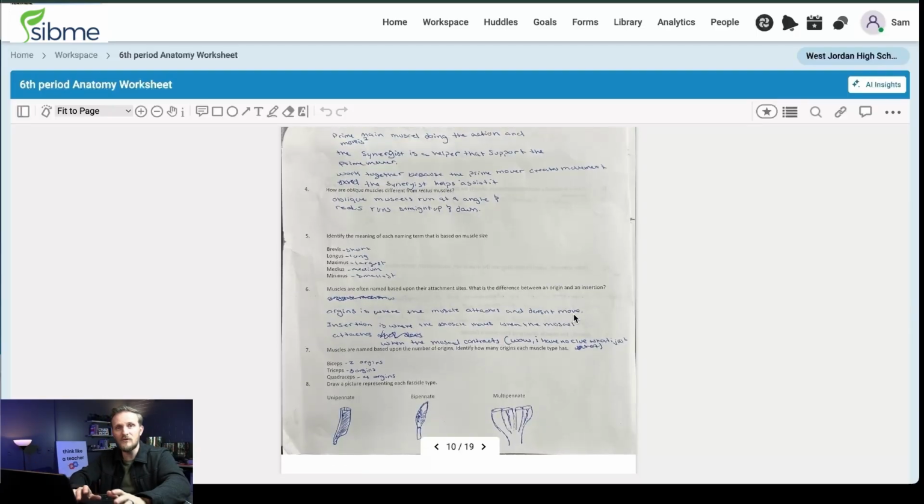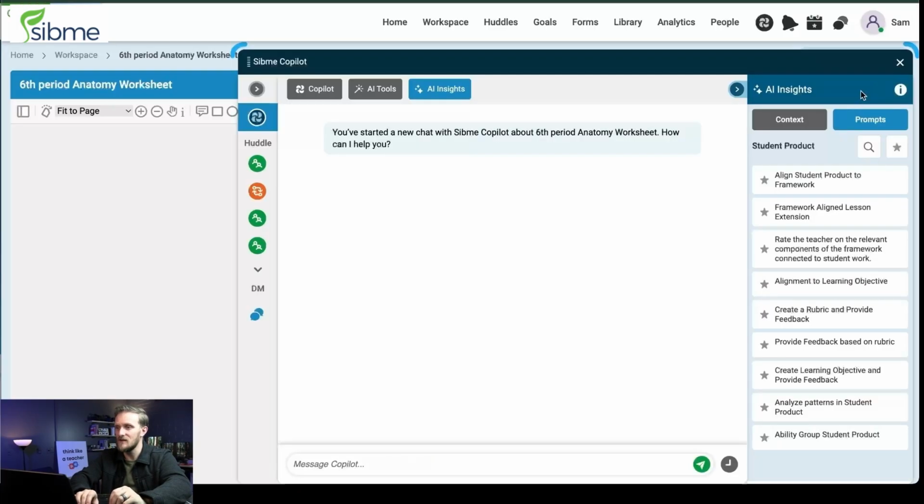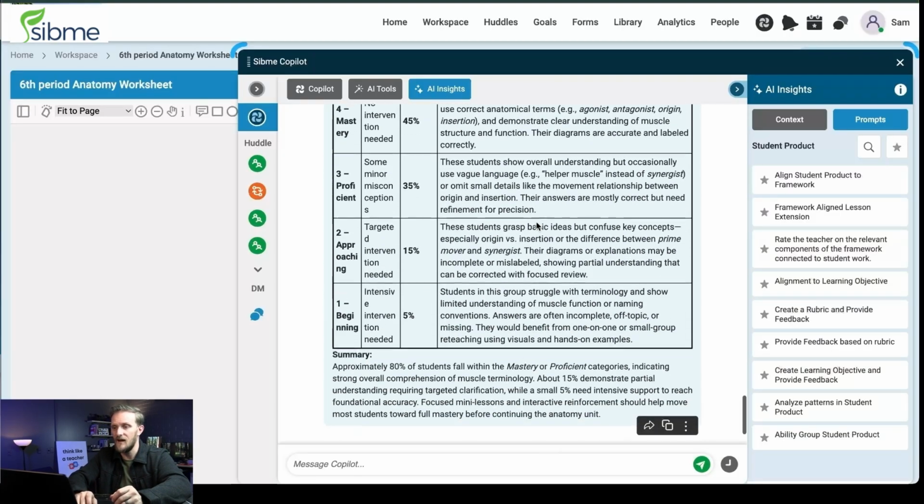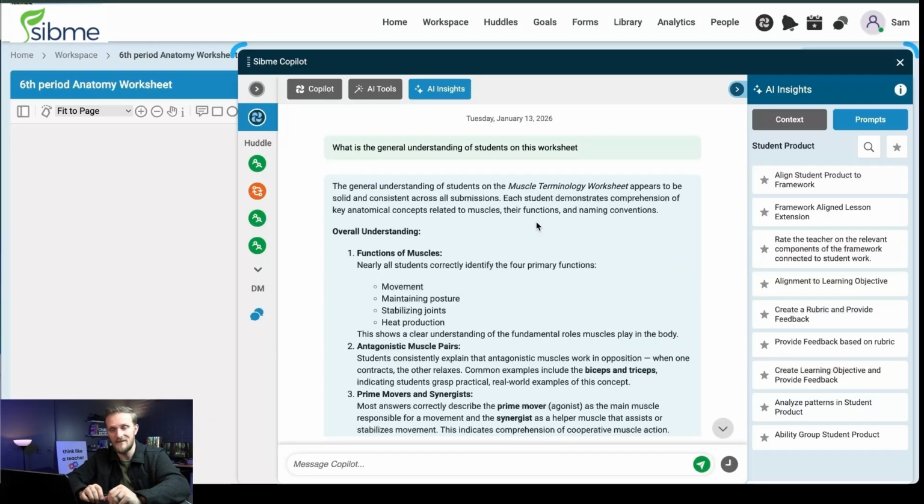As a teacher, you just come up to this button at the top that says AI Insights, click on that, and then from here, you can have a conversation. Right now it's saying with the anatomy worksheet that I just uploaded. I'm going to click on the history that shows me all of the previous chats that I've had. Everything is saved, and I'll click on this one that I've done before just to save us time for the demo.